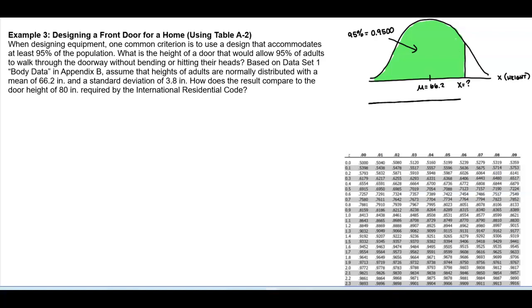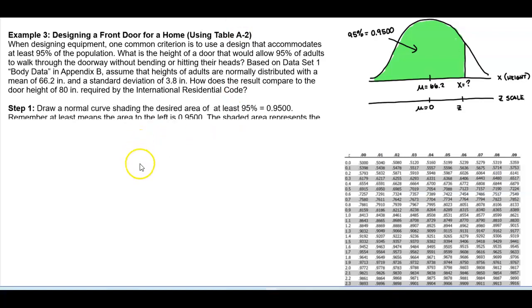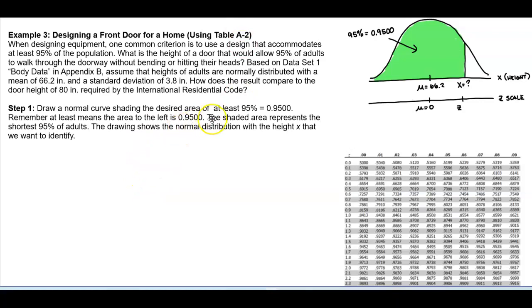Now, we also are going to have to use our table for z-scores. So we know that the mean for z-scores is always 0, and we need to determine what is that z-score according to the area of 95%. So, again, we drew the normal curve. We shaded the desired area of at least 95%, which is 0.9500. And remember, at least means the area to the left, which is 0.9500. And the shaded area represents the shortest 95% of adults.